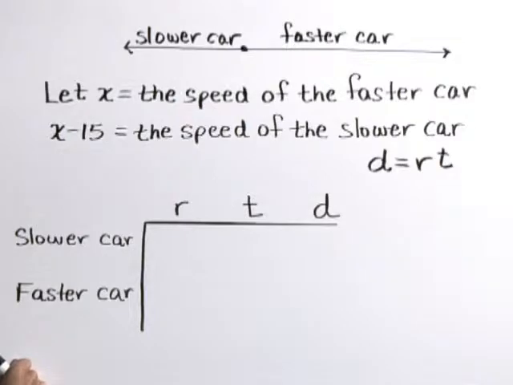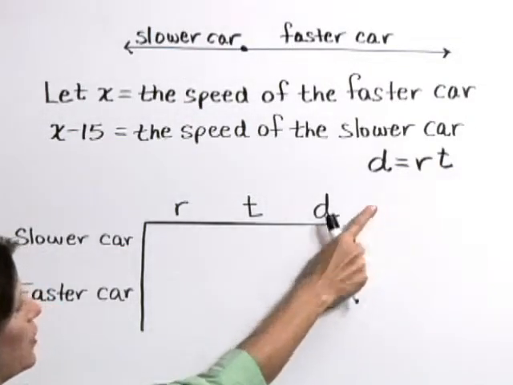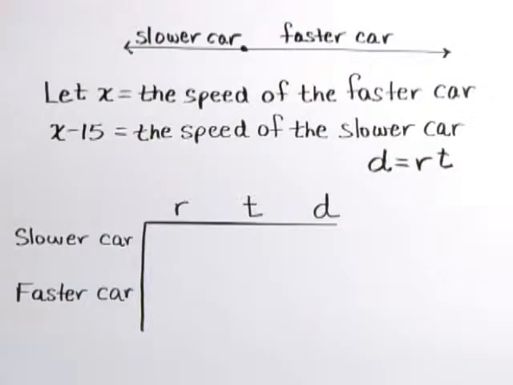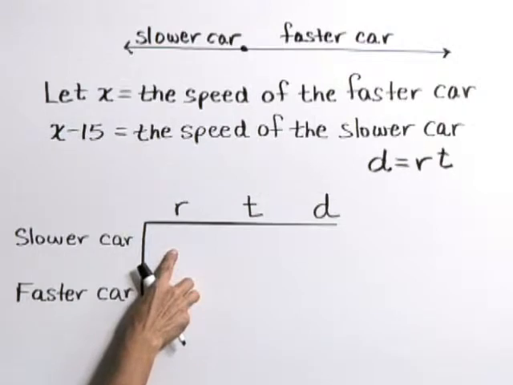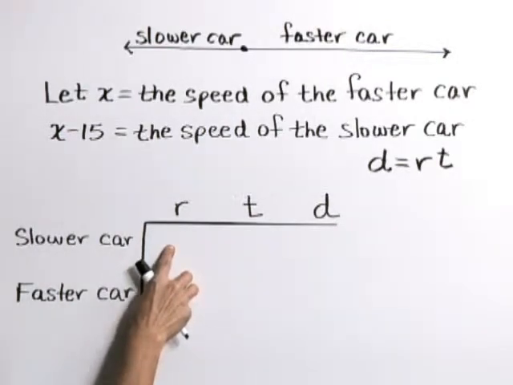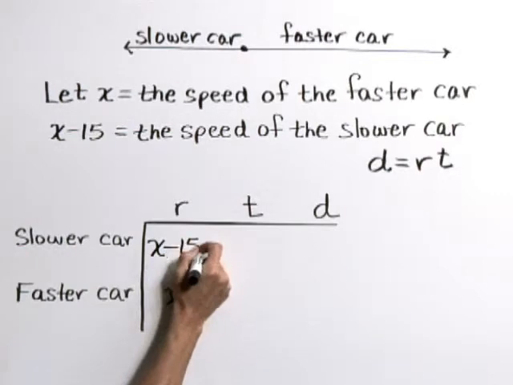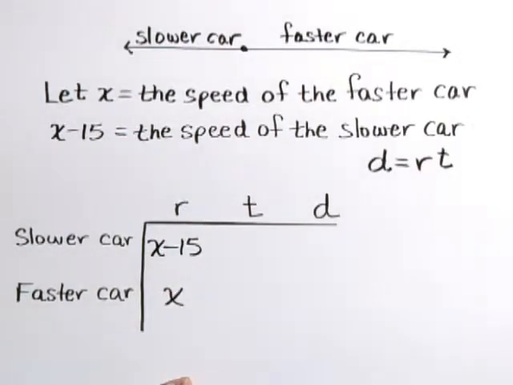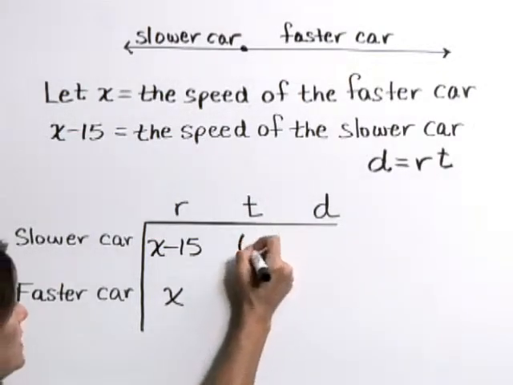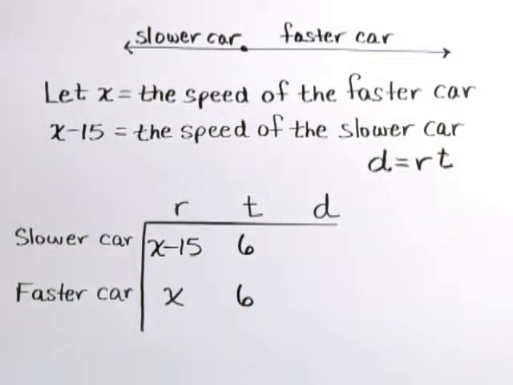We're working with rates, times, and distances, so go ahead and write down the equation d equals rt. And I'm going to use a table to organize my information. We've indicated that x represents the speed of the faster car, so let's place that x right here, and x minus 15 represents the speed or rate of the slower car. We're told that in 6 hours, they are 630 miles apart, and they've started at the same time. So for each, the time is 6 hours.